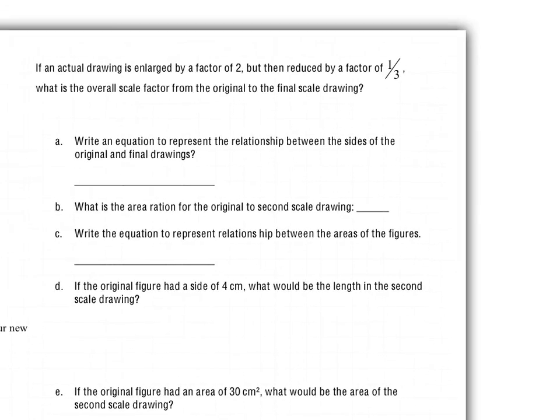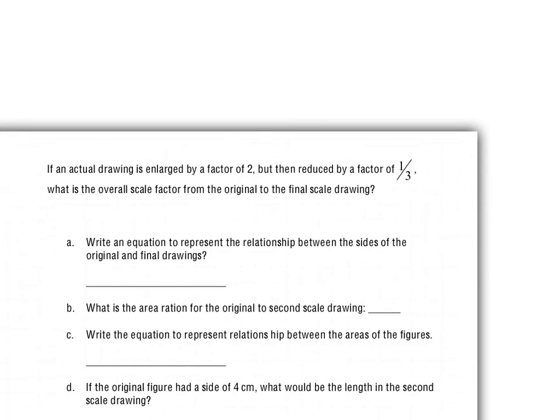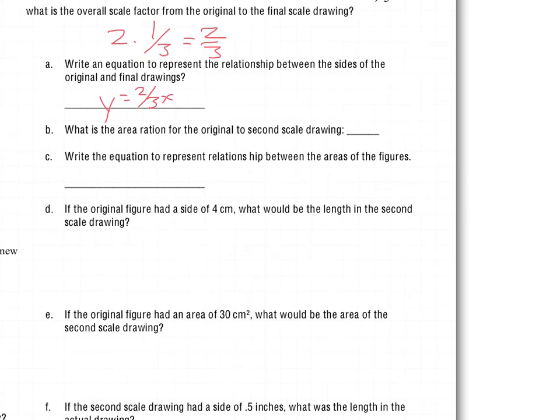Coming over here, we're told that we have an actual drawing that's enlarged by a factor of 2, but then reduced by a factor of 1/3. The question is, what is the overall scale factor here? So we have a scale factor of 2 times a scale factor of 1/3. That's going to give me 2/3. Write an equation to represent the relationship: y is equal to 2/3 x. What is the area ratio for the original to the second scale drawing? That's going to be 2/3 times 2/3, which is going to give me 4/9.